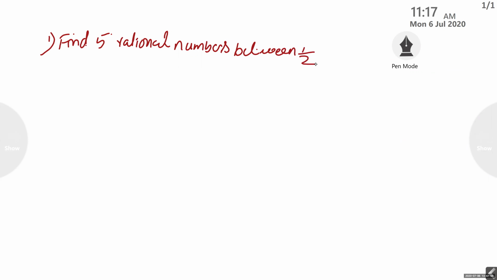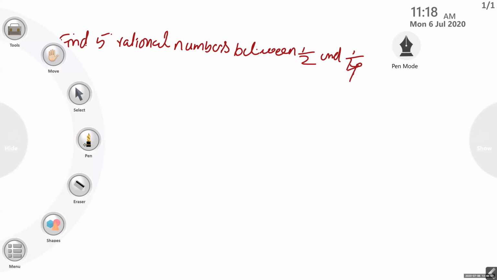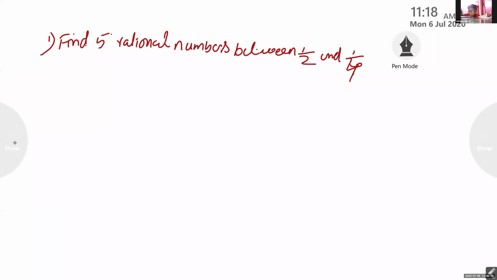1 by 2 and 1 by 4. Their denominators are not equal. First of all, we will make the denominators of both of them the same. So we will make the denominators 4.